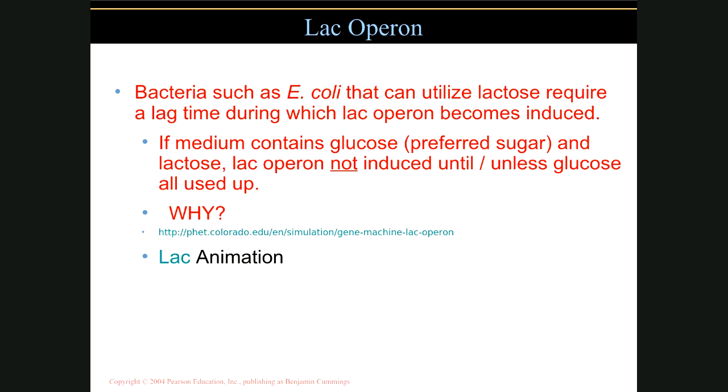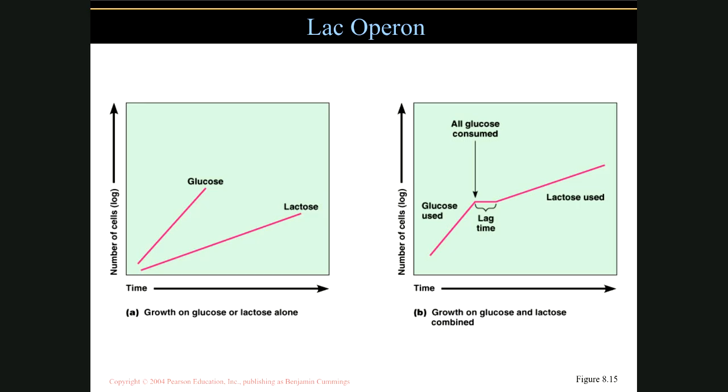So if you grow E. coli in a culture of glucose, you have a nice steep exponential growth here. If you just grow E. coli only on lactose, you still get exponential growth, but it's slower. It's not as steep. So the bacteria are not growing quite as well. If you grow E. coli in a mixture of glucose and lactose, the E. coli will use all the glucose first. Nice steep growth curve. And then they stop dividing and they enter into lag phase.